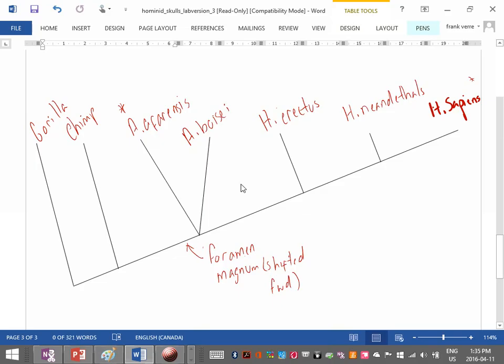Now, you guys know how to read these trees, right? Okay. Remember, think of this as a tree. These are the tips of the branches. And how do you read how closely related things are? Like, according to this tree, why is erectus more related to us than Boisei?